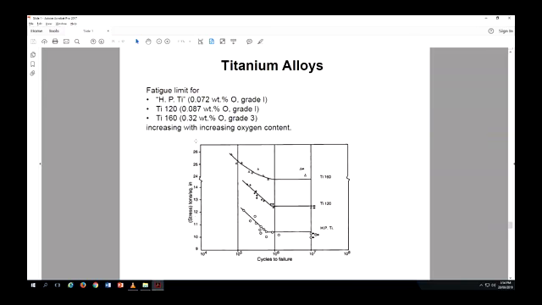So here is an example. These are SN curves, basically, for different compositions of the alloys. And you see that the more oxygen you have in the structure, you're going to have stronger fatigue properties, right? So what it does is that it goes into the crystal structure and enhances the fatigue properties of the material.